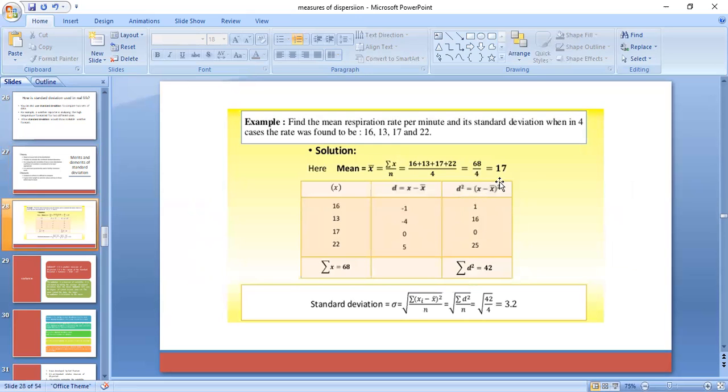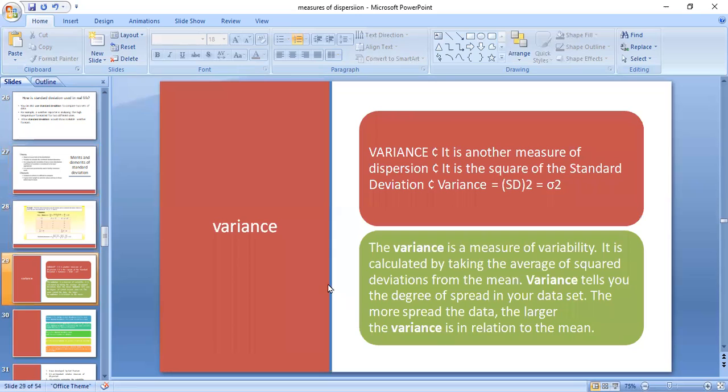Here is another example of calculating standard deviation. So the variance. Variance is another measure of dispersion. It is the square of the standard deviation, as I already told you that variance is the square of the standard deviation. The variance is a measure of reliability. It is calculated by taking the average of the squared deviations from the mean. Variance tells you the degree of spread in your data set. The more spread the data, the larger the variance in relation to the mean.